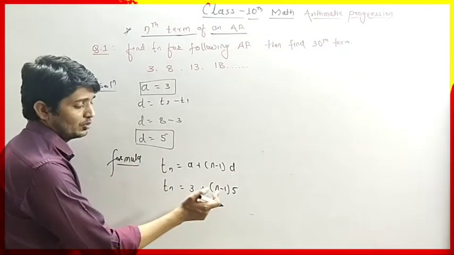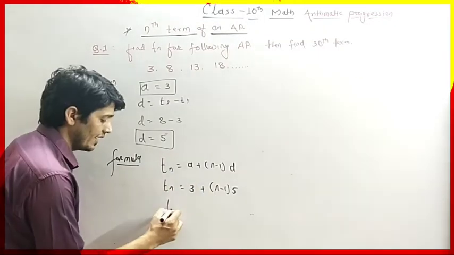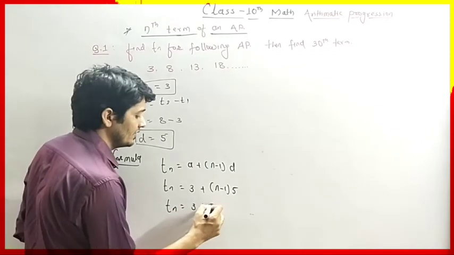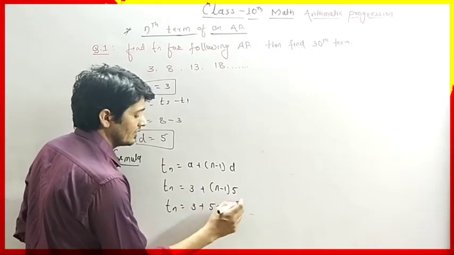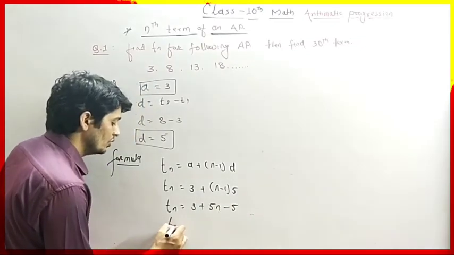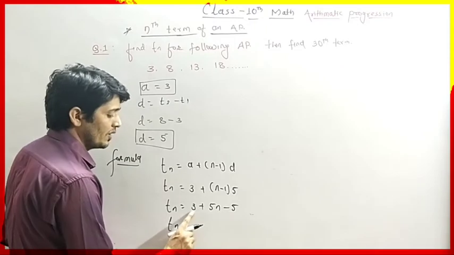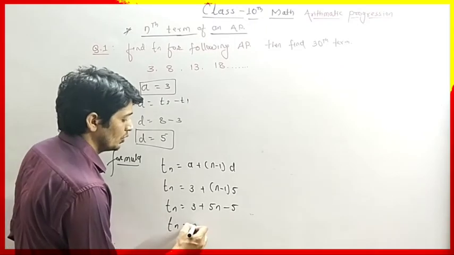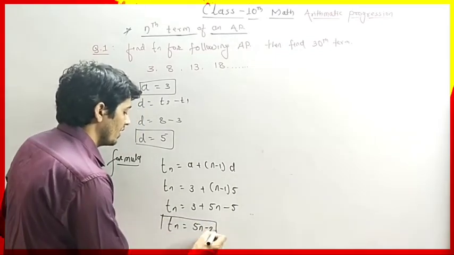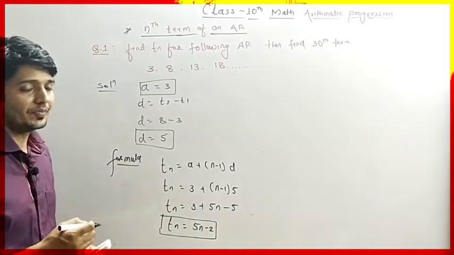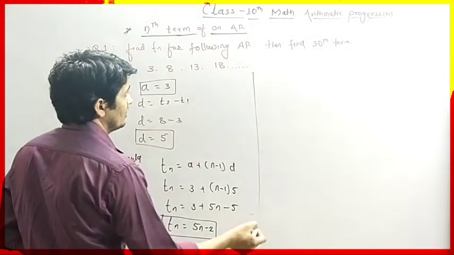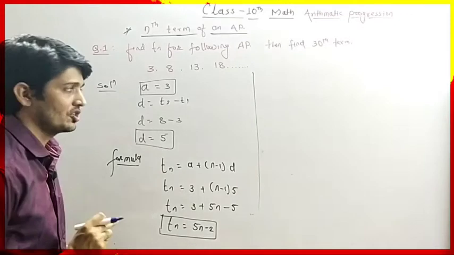If we want to solve this, we can simplify it. Tn equals 3 plus 5 into n is 5n, minus 1 into 5 is 5. So Tn equals 5n, 3 minus 5 is minus 2. So 5n minus 2 will be our Tn term. Okay. Now we have to find the 30th term for the following arithmetic progression.